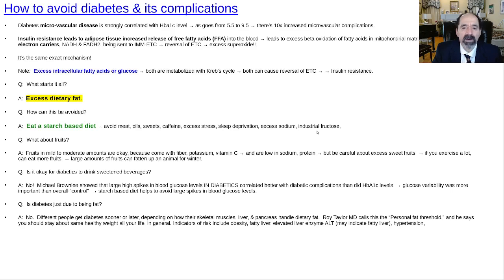Exercise a lot. When you walk, that almost does the same thing as having good insulin sensitivity. It sends the glucose type 4 transporters up to the plasma cell membrane so they can allow glucose into the skeletal muscle, and then everything goes well after that.